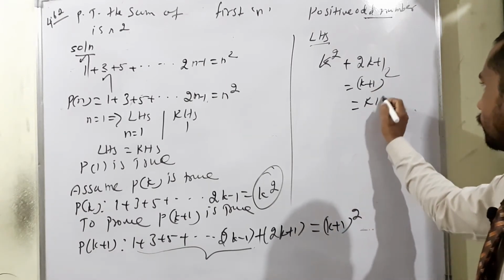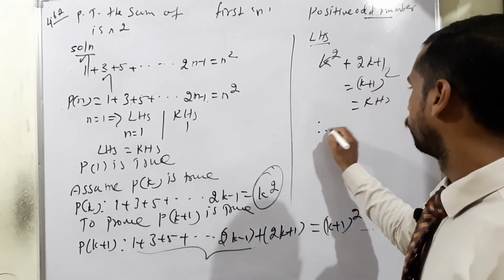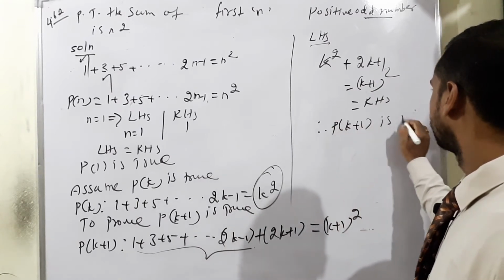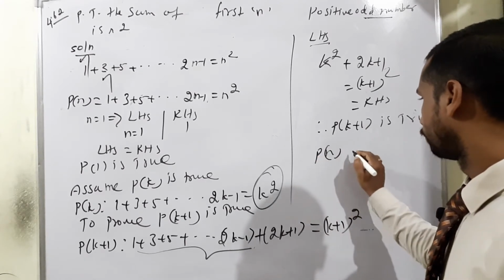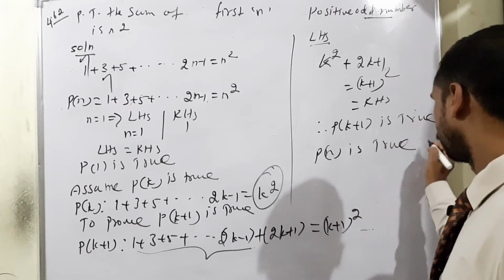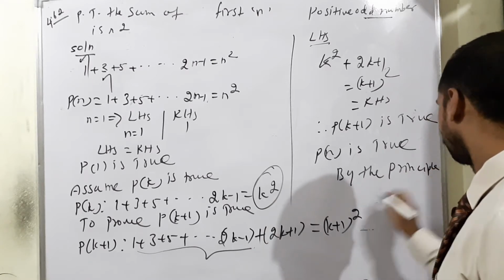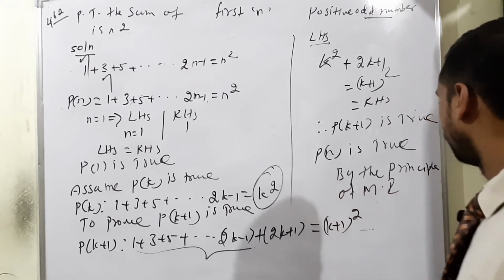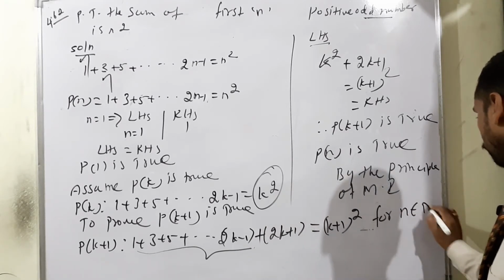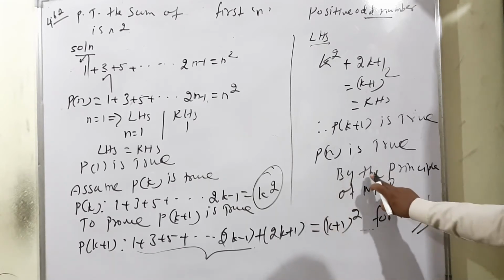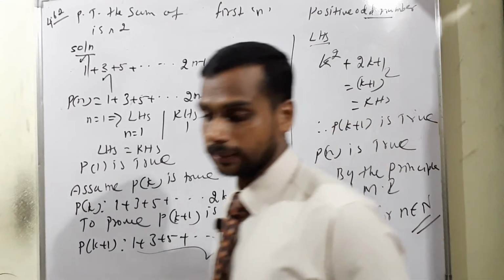See, this is called RHS. If we prove LHS equal to RHS, then we can say P of k plus 1 is true. If P of k plus 1 is true, we can say P of n is true. So therefore, by the principle of mathematical induction, for all n belongs to natural number, hence proved. Okay, the last line: by the principle of mathematical induction, for all n belongs to natural number. Okay, I will continue the next example.